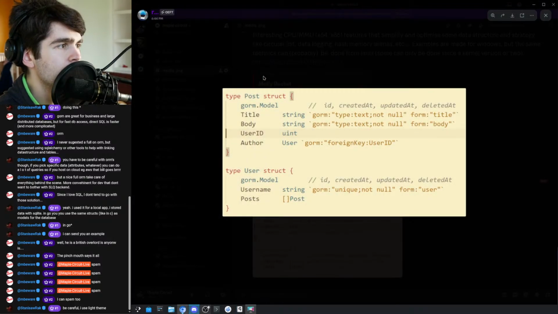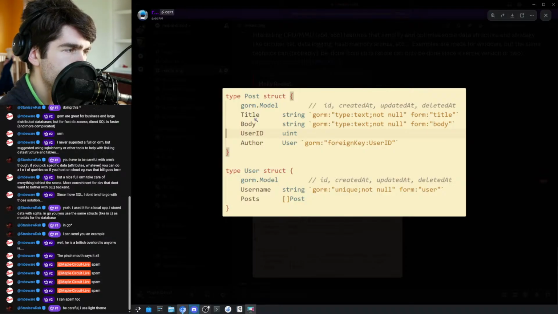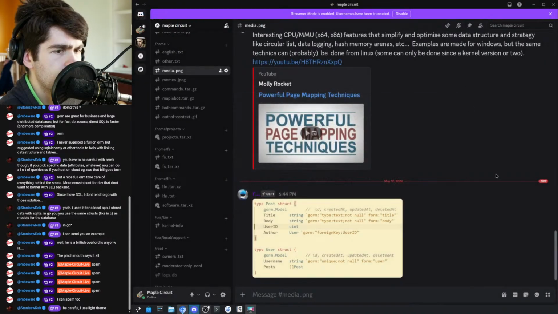Okay. Type Post struct, gorm.Model. Title string, gorm text, not null, gorm title. Body string. UserID uint, User, gorm foreign key. Okay, I see. That looks cool. Yeah. That's chill.